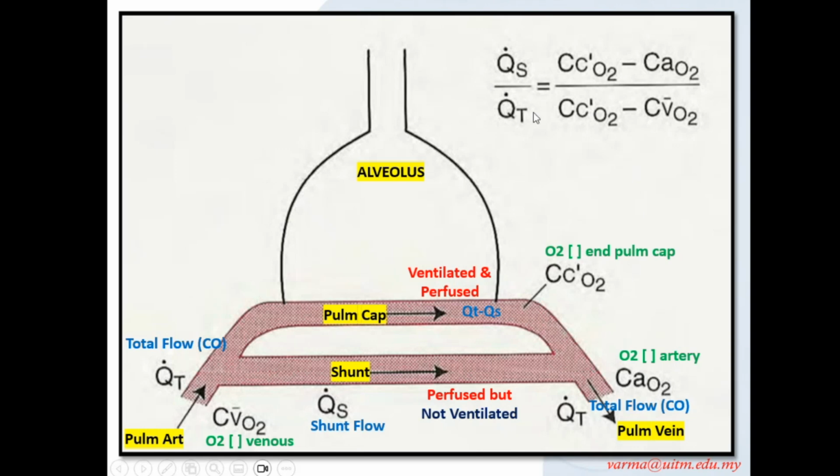So how are we going to get QT? QT is the blood flow, the total cardiac output that comes from your right heart and leaves to the left heart. Shunt flow is the flow that goes through the shunt without passing any alveoli. Where do we look for the end capillary oxygen? We will measure the capillary oxygen at the end of the pulmonary capillary. CaO2 we will measure from the pulmonary artery, pulmonary vein, or we can directly use the ABG. The oxygen content equation we'll talk about. So these are the shunt equation.